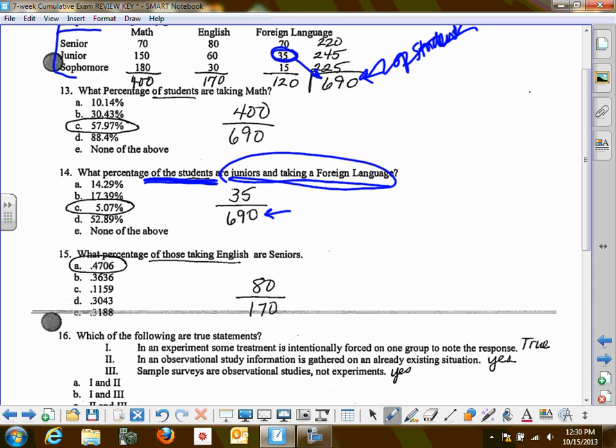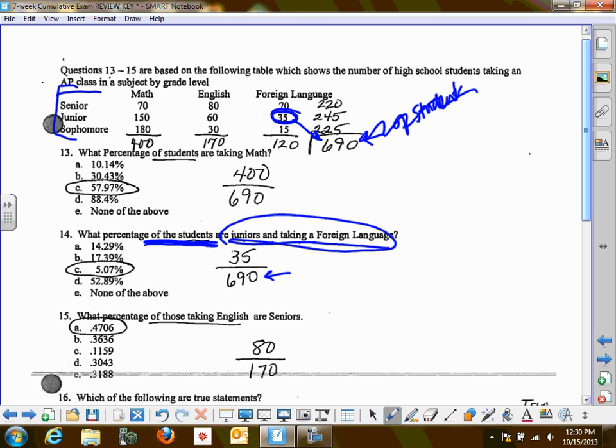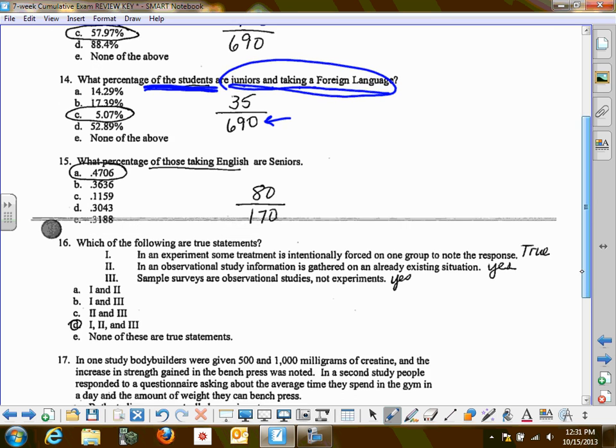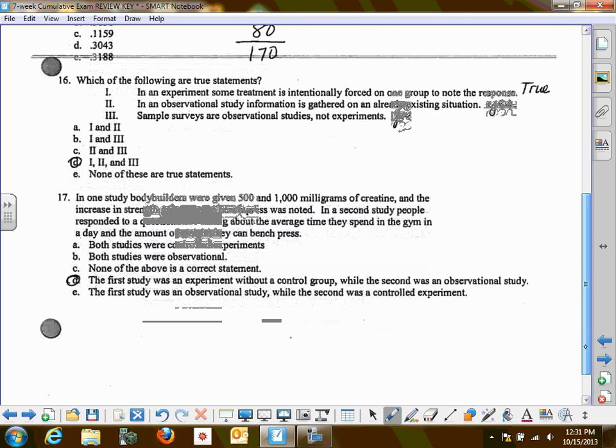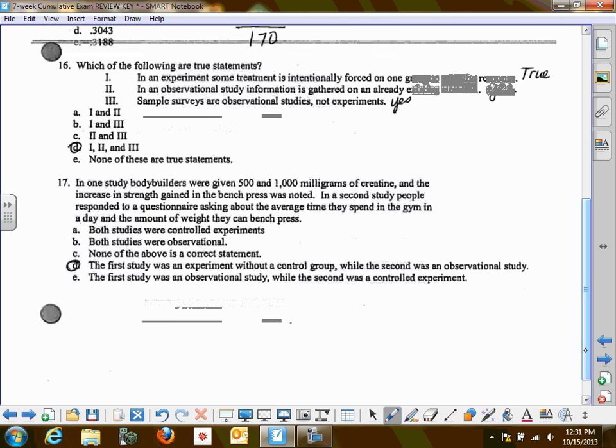The intent is juniors and taking. So this is the conditional here of junior and taking foreign language. And out of, I don't know how to tell you, but anyway, that's what the language is intending you to read it as, so that's what it is. Okay, next, 16. They all three are true.